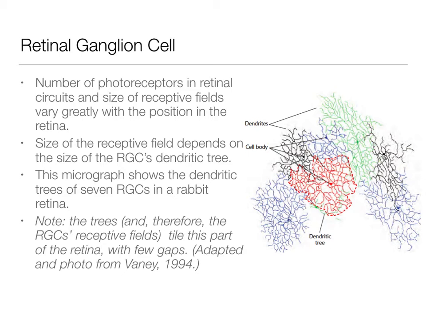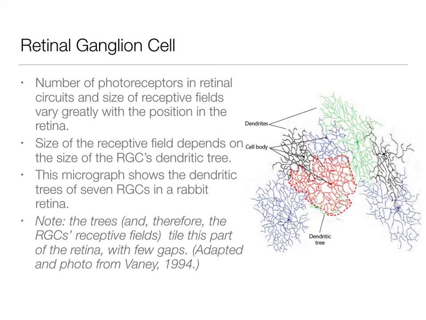So note here that the trees, and then therefore the receptive fields of the RGCs, tile this part of the retina. There's not many gaps between them. There's a lot of overlap between them with very few gaps. And this is good for vision. You don't want gaps in your vision. You don't want gaps in your receptive field. So notice here that there is a lot of overlap.